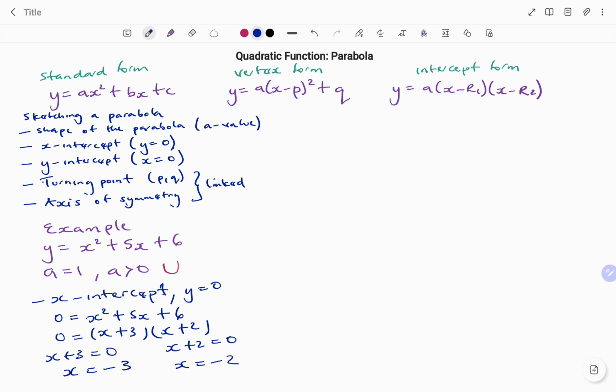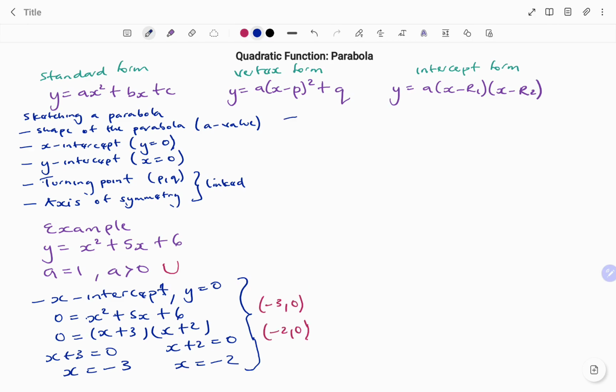So therefore, for my x-intercept, I have 2 points. Remember, the value of y is 0, so I have minus 3, 0, and the second point, minus 2, 0.